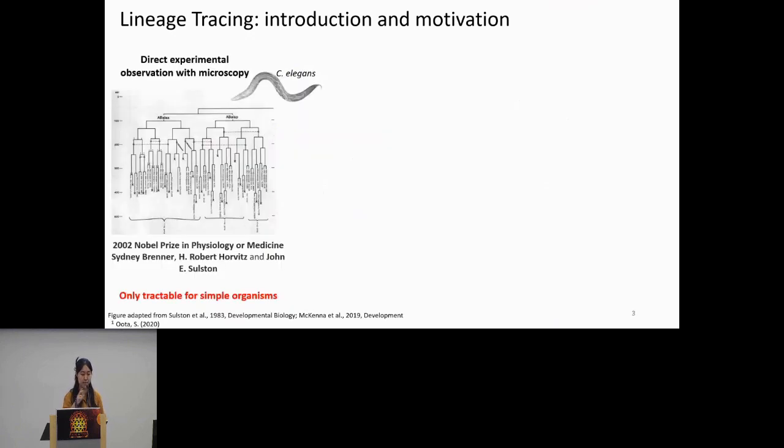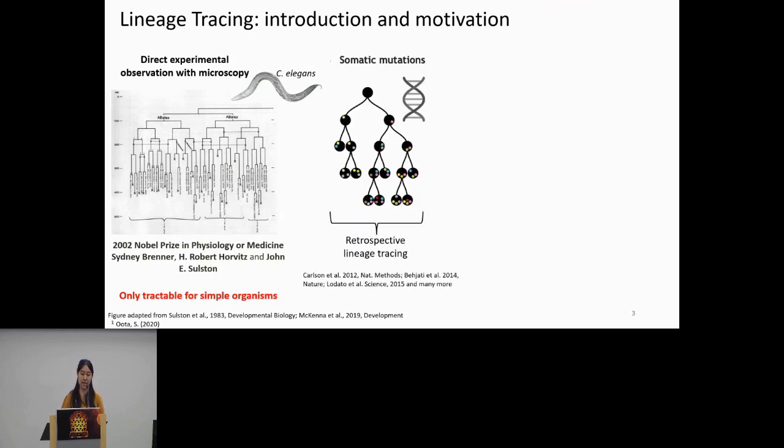In the past, people have used direct experimental observation for lineage tracing. In fact, the 2002 Nobel Prize for Physiology and Medicine was awarded to scientists who mapped out the cell lineage tree of C. elegans. However, this is only tractable for simple organisms as it was done with microscopy, and this is not tractable for more complex organisms such as human or even mice.